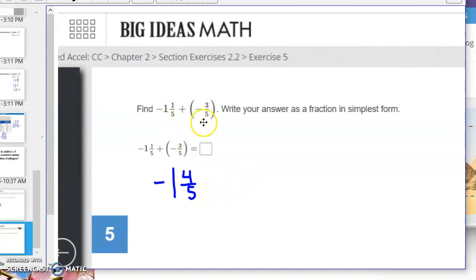Next one again has common denominators, so I don't have to worry about that, and they also have the same signs, so I actually get to add and keep the same sign. So that gives me negative 1 4/5, and then that is in simplest form, so that's what I would enter into the answer spot.